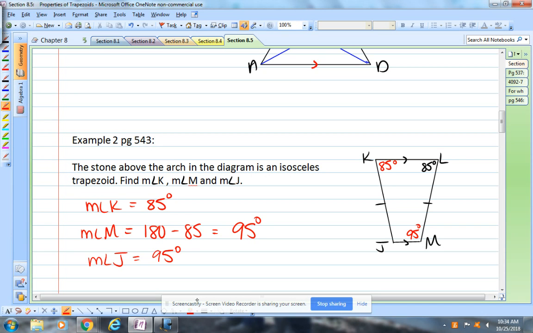Now, all together, since it's a quadrilateral, the interior has to be 360. Would that be 360? Yeah, because I would have 180 plus 180 makes 360. So any questions about how we got those angle measures? The base angles will be congruent, and the consecutive interior will be supplementary.